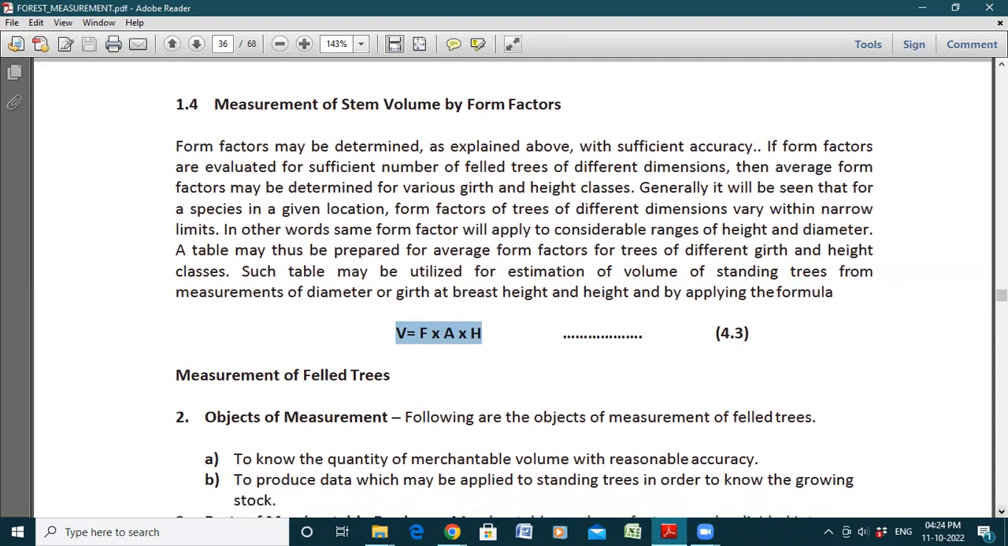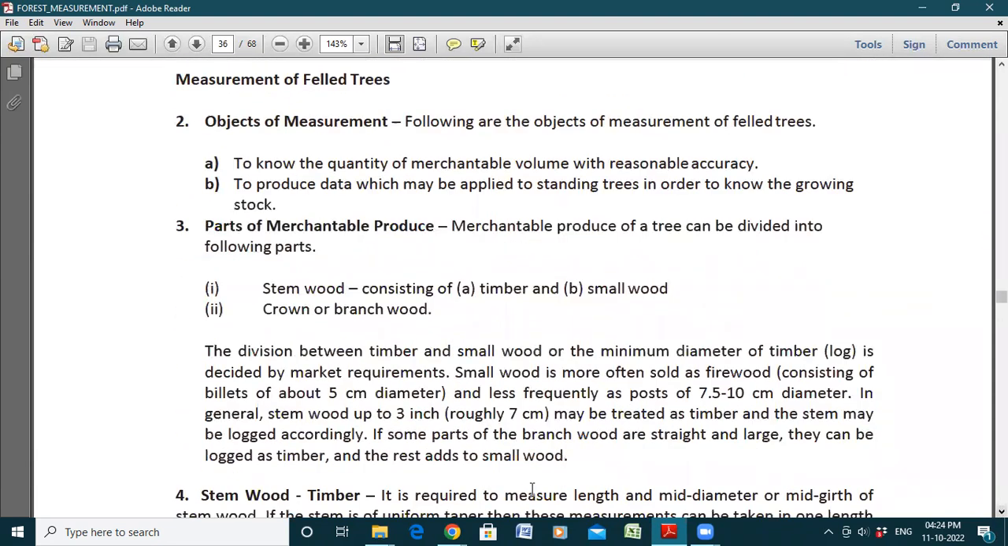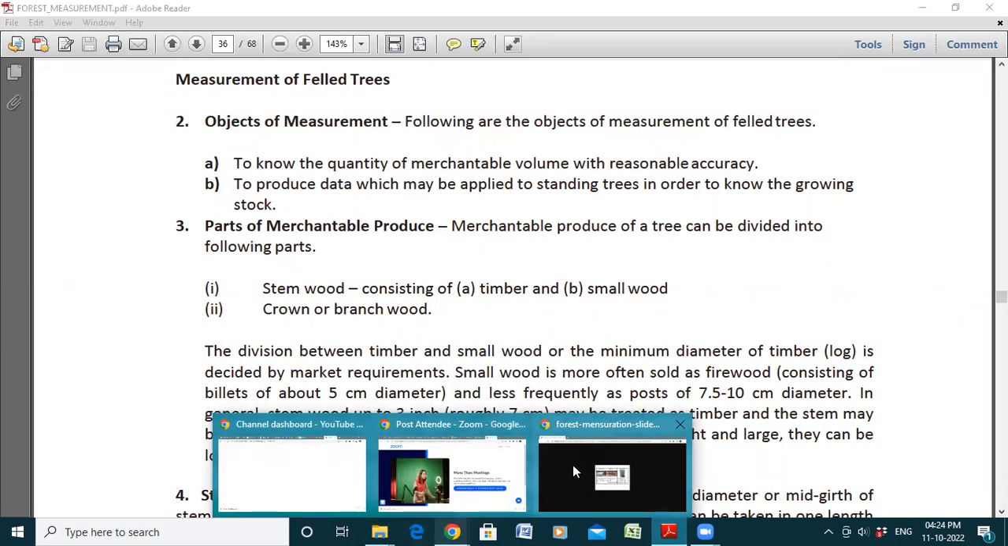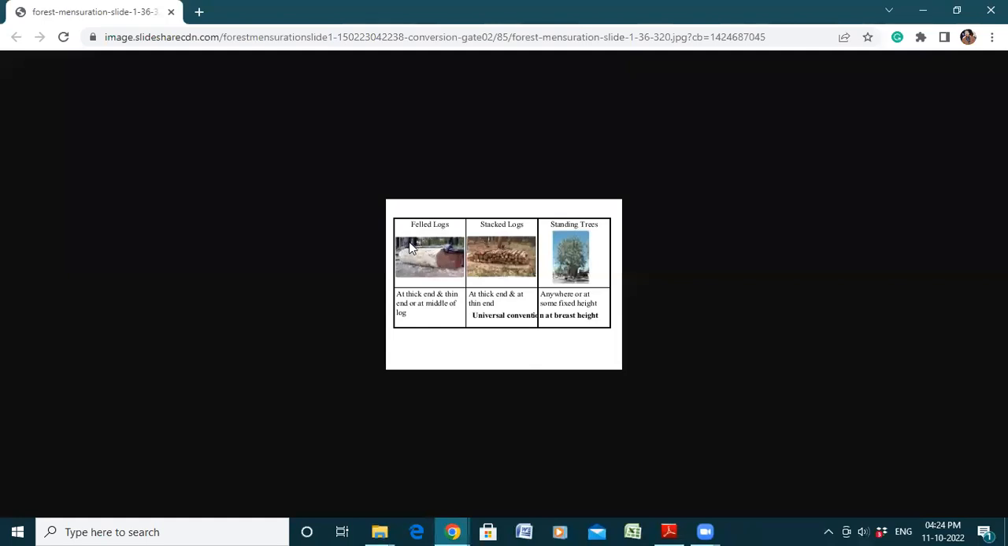Now, measurement of fell trees. Fell trees, as I have already told you, this is the fell trees, right? Fell trees, deck logs, standing trees. From this diagram, you can see that this one is a fell tree.